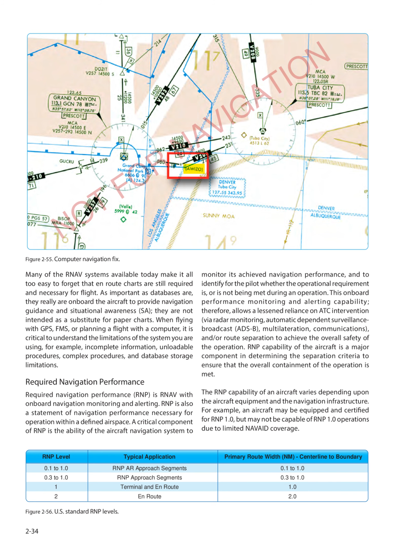The RNP capability of an aircraft varies depending upon the aircraft equipment and the navigation infrastructure. For example, an aircraft may be equipped and certified for RNP 1.0, but may not be capable of RNP 1.0 operations due to limited NAVAID coverage.